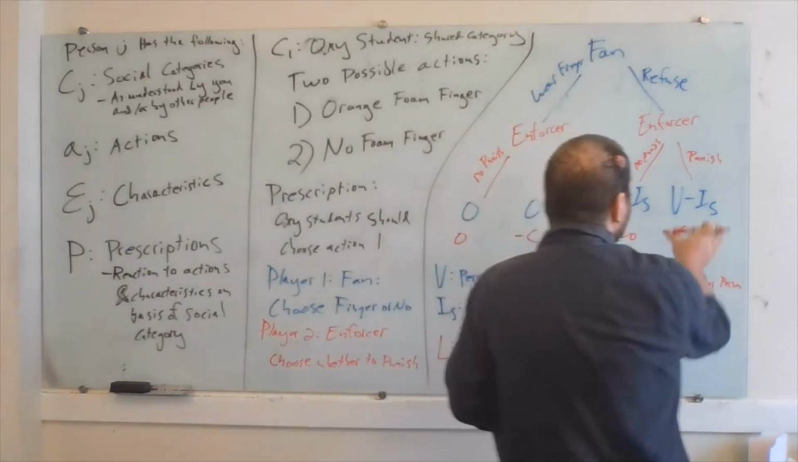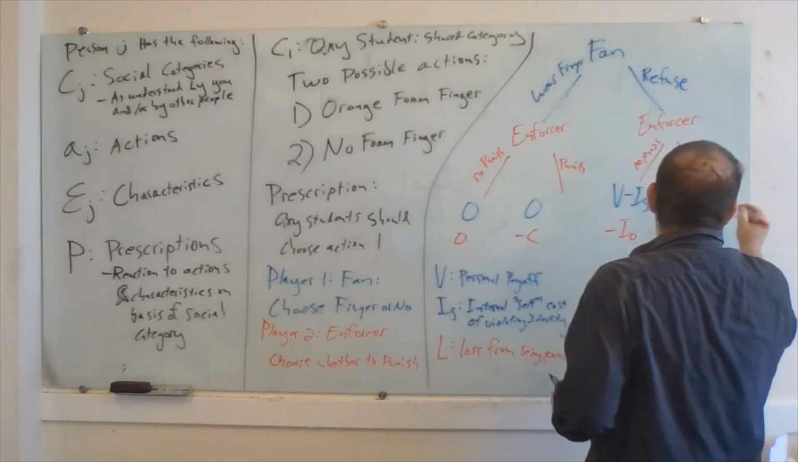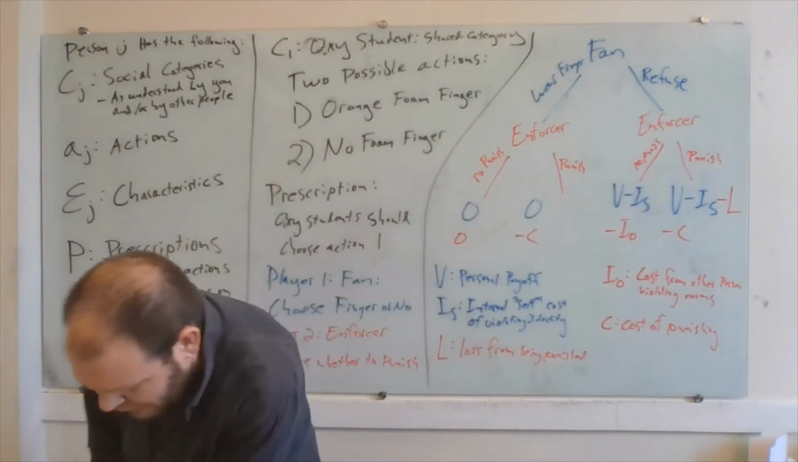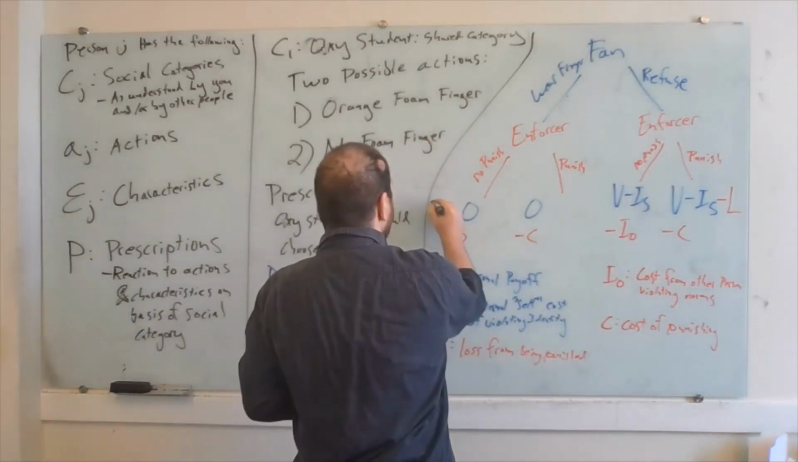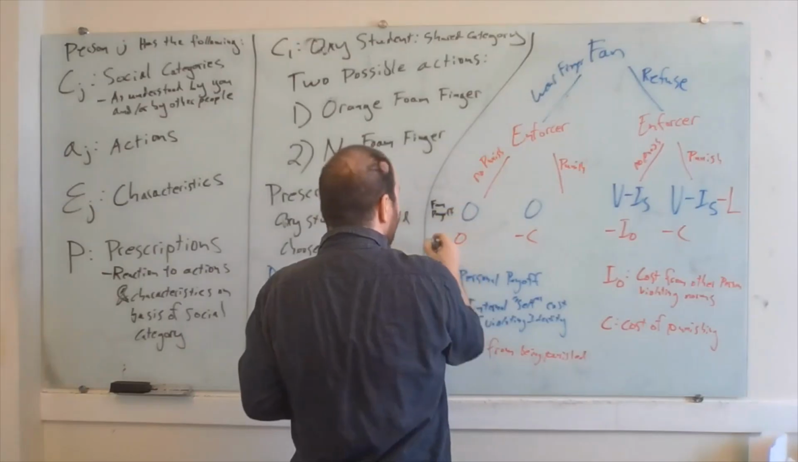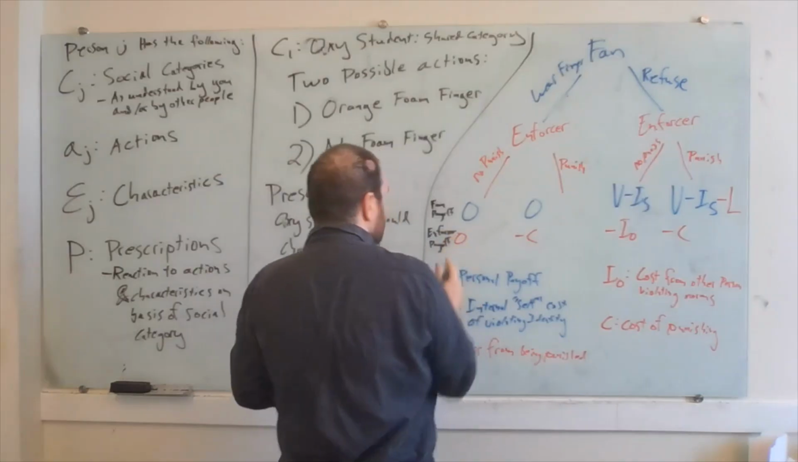So we'll have here, if they're punished, their payoff is going to be V minus IS minus L. Does this make sense? So just to be clear about what we're doing, this upper number here is going to be the fan payoff. The number down here is the enforcer payoff. Cool.